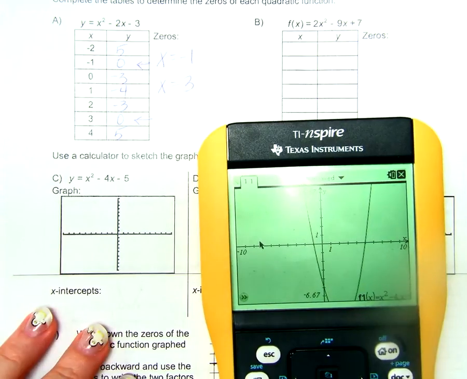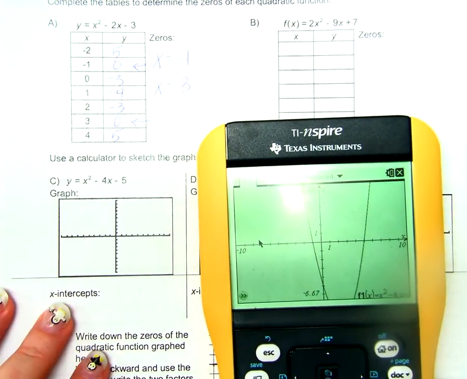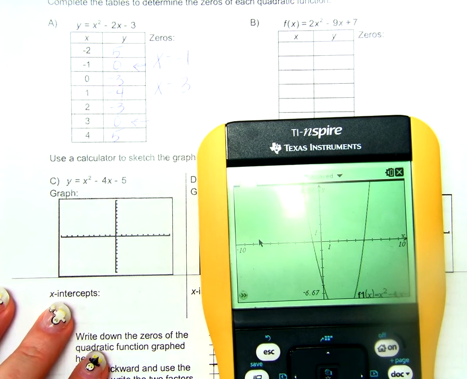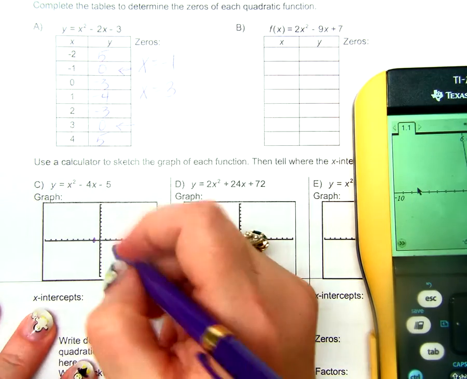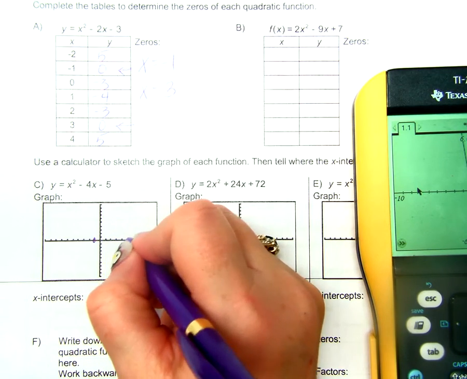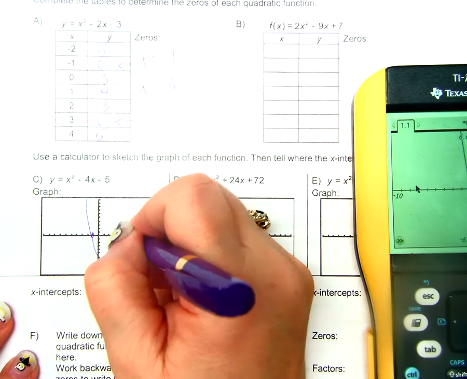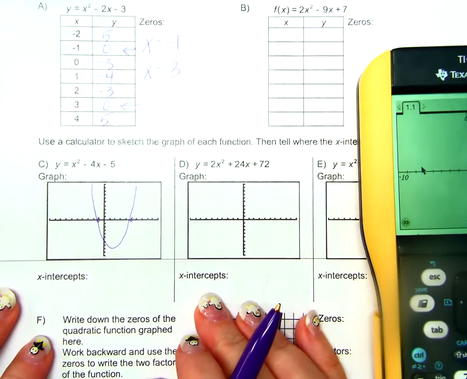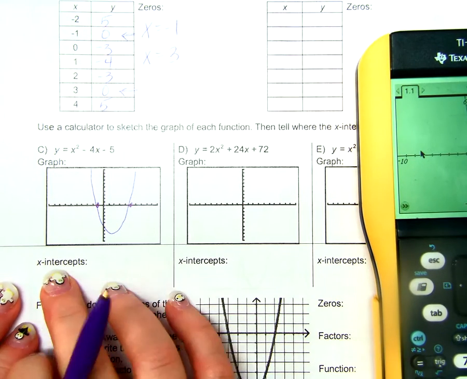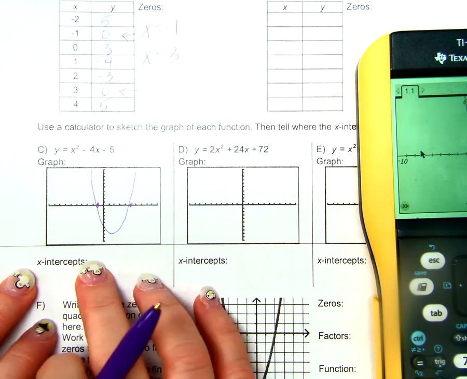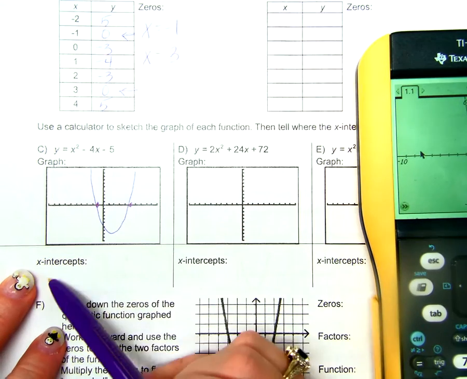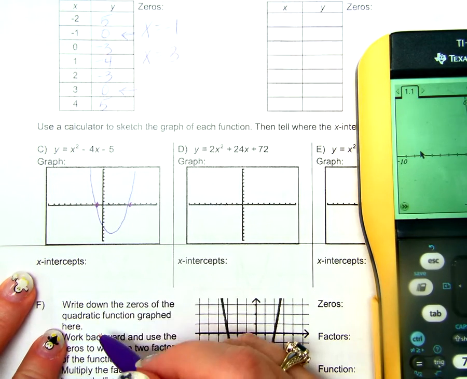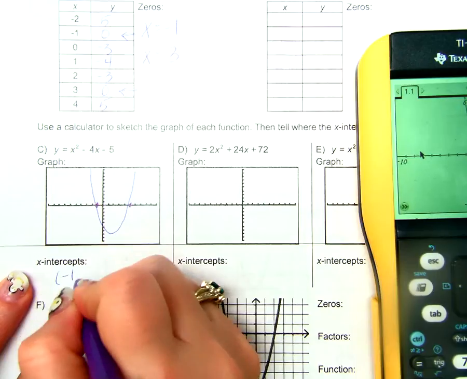Okay, so where is it crossing the x-axis? -1 and 5. 1, 2, 3, 4. And it looks like that-ish, right? Guys, it's asking for my x-intercepts. I can officially write this, but an x-intercept is really a point, isn't it? So shouldn't we really write it like this?